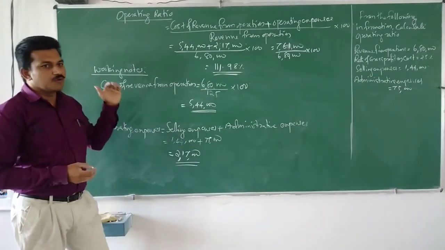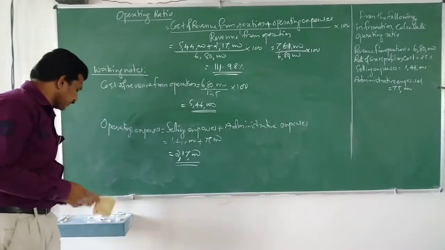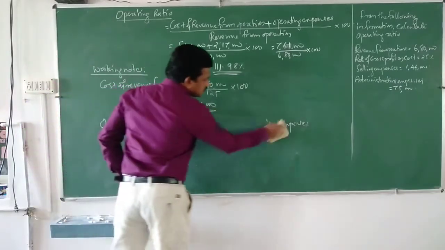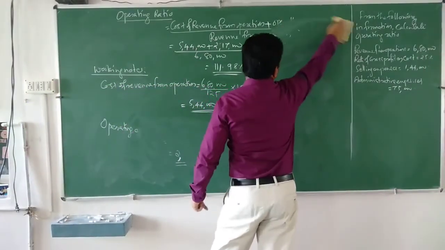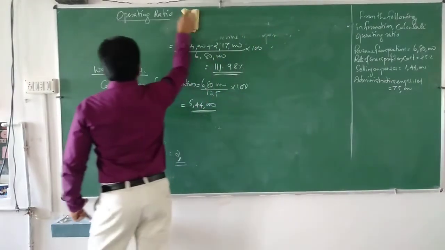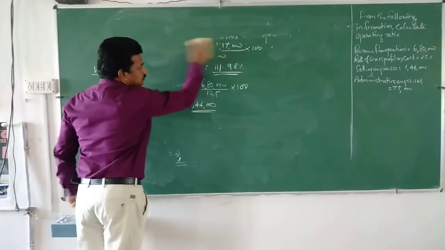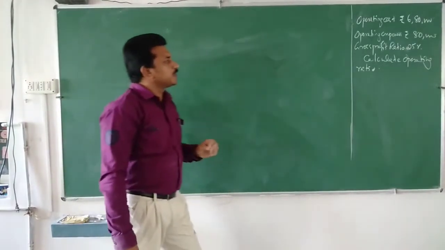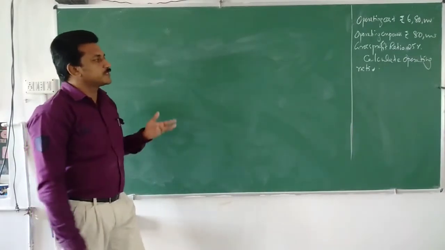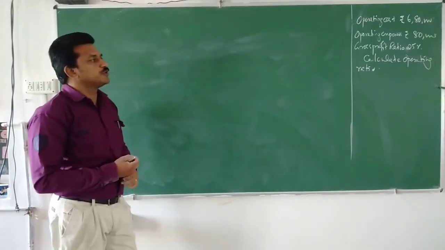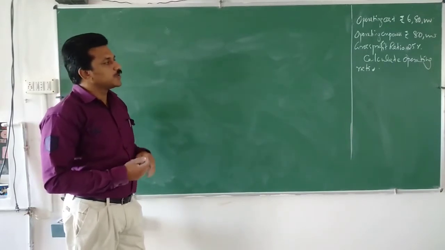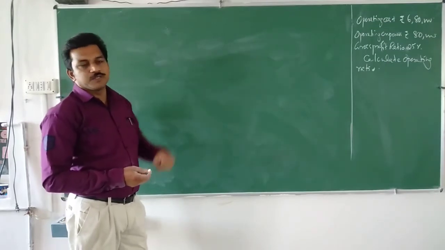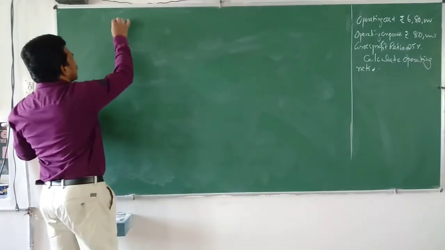Okay. Now let us see the next one. Here only three items are given. Operating cost 6,80,000, operating expense 80,000, gross profit ratio 25%. We have to calculate operating ratio. See, here first item operating cost is given. So we can calculate operating ratio with that equation.